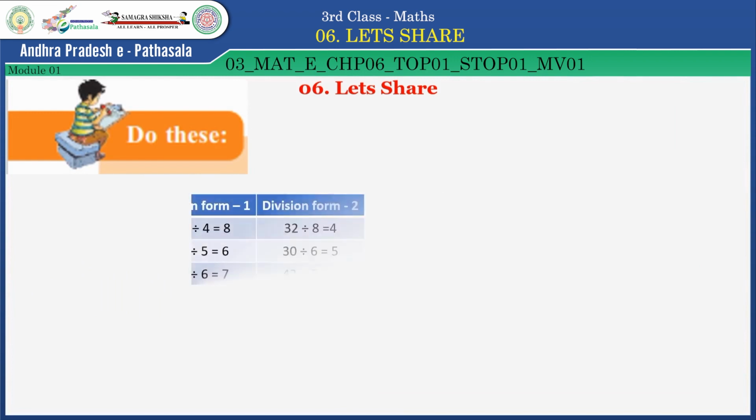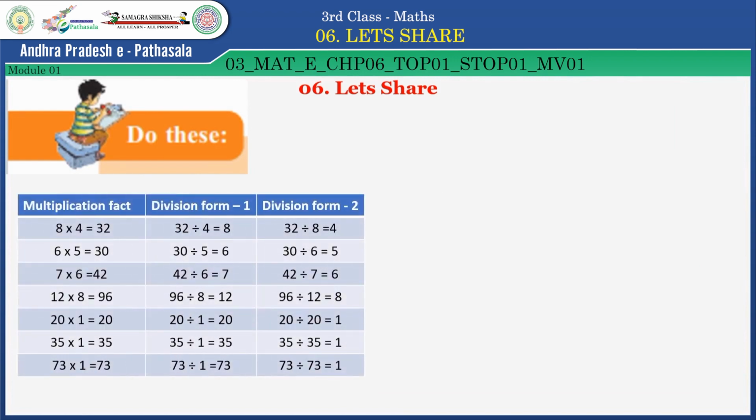Look at the picture, children. Here the multiplication fact is 8 into 4 is equal to 32. 8 4s are 32. For this, the first division form is 32 divided by 4 is equal to 8, and the second division form is 32 divided by 8 is equal to 4.